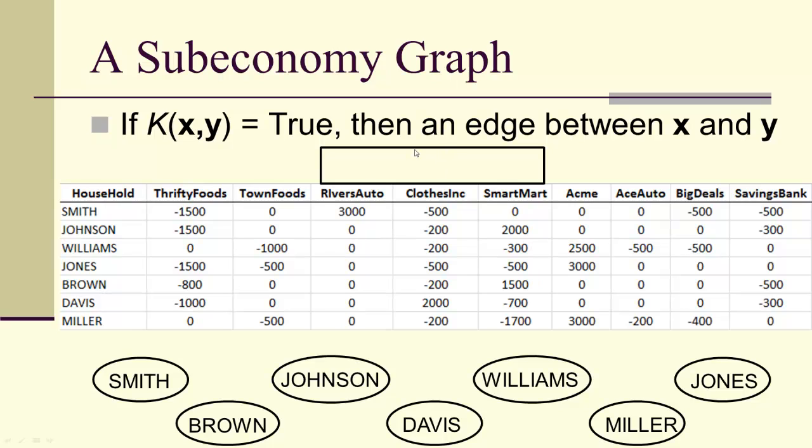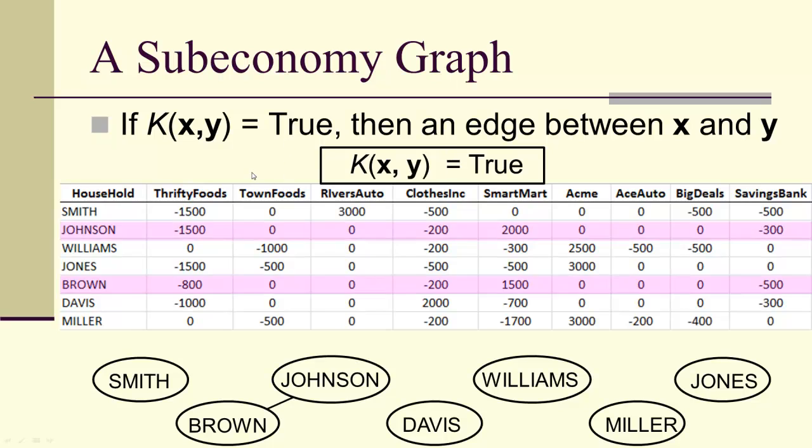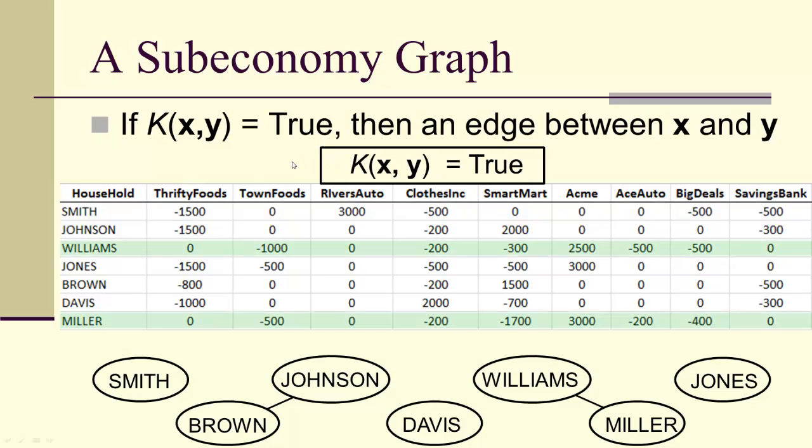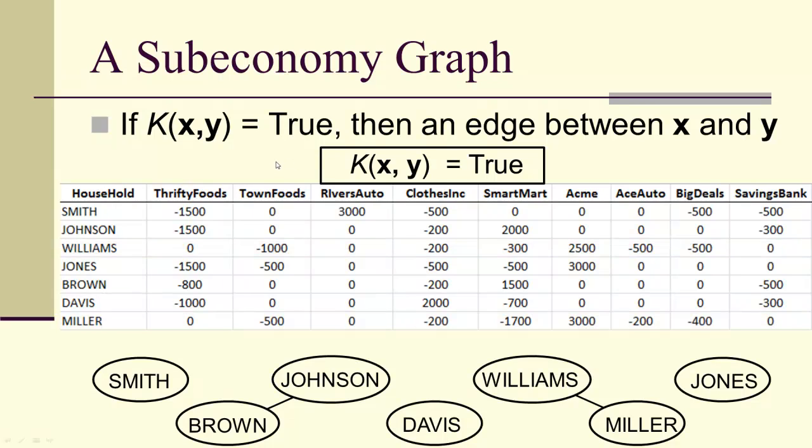So if k of xy is true, as it is for Johnson and Brown, we put an edge. If k of xy is false, as it is for Smith and Johnson, then we have no edge there. Williams and Miller, they form a subeconomy, the pair of them. They shop at the same businesses and avoid the same businesses. Brown and Davis, again a subeconomy. Johnson and Davis, once again, that's a subeconomy.